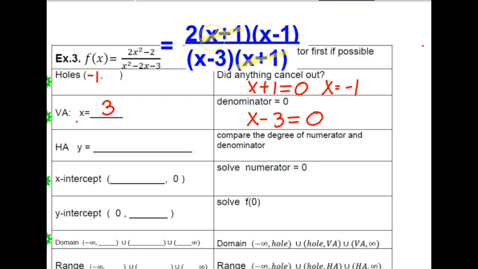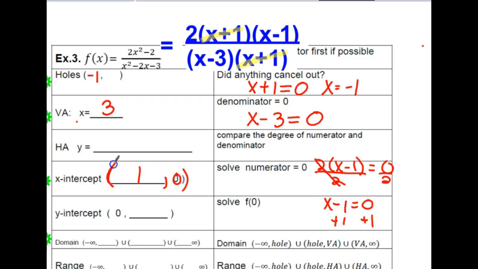Now, canceled out. So this part of the numerator that is left, where that's equal to 0, that's what the x-intercept is. How do you solve that? What would you do first? You would do what? Okay. So if you divide by 2 and then add 1 to both sides, the x-intercept is at 1, 0.